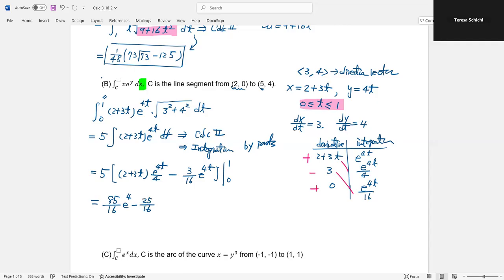Okay, so the reason why I carried out this integration is that I just want to review a little bit of integration by parts, especially the table method. All right, so the next one is here.